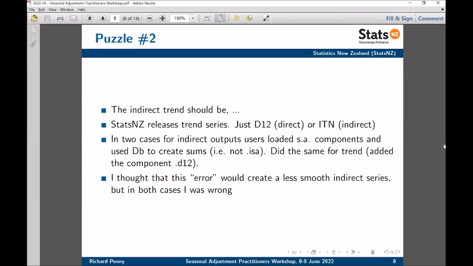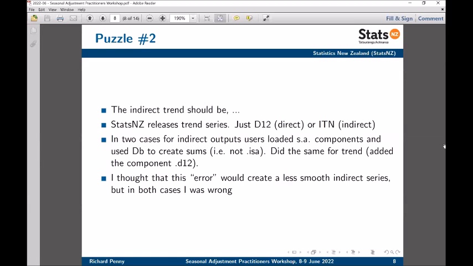For us, because we do trends, the indirect trend should be, remember I said we had to work out where the indirect trend comes from. We just released the stuff directly out of X13 ARIMA, which is either the D12 or the ITN. That's the indirect one. Now, in two cases for indirect outputs that I know of, they loaded their seasonal adjustment components and actually created the sums themselves internally inside their time series database. And they did the same for the trends. So they just added the component D12s.